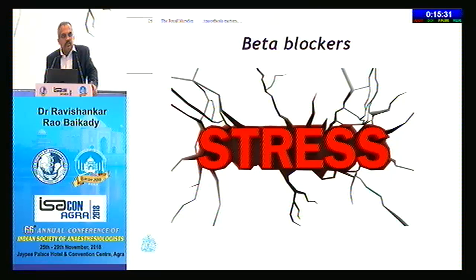What about beta blockers? Yes, if you believe in it, if the patient is on it, probably it's a good idea because we know that beta blockers reduce the stress on the heart. Apart from that, there is no direct effect on the cancer.